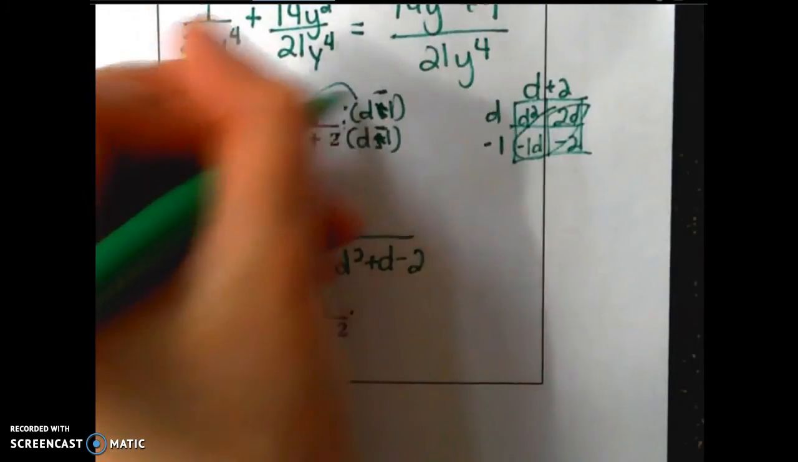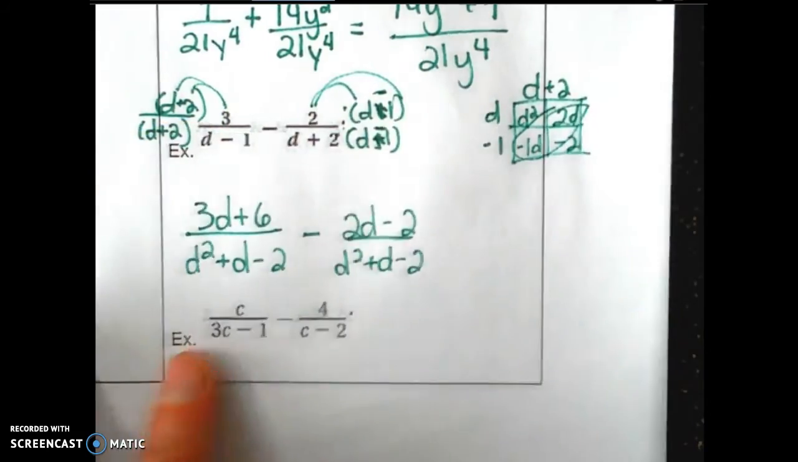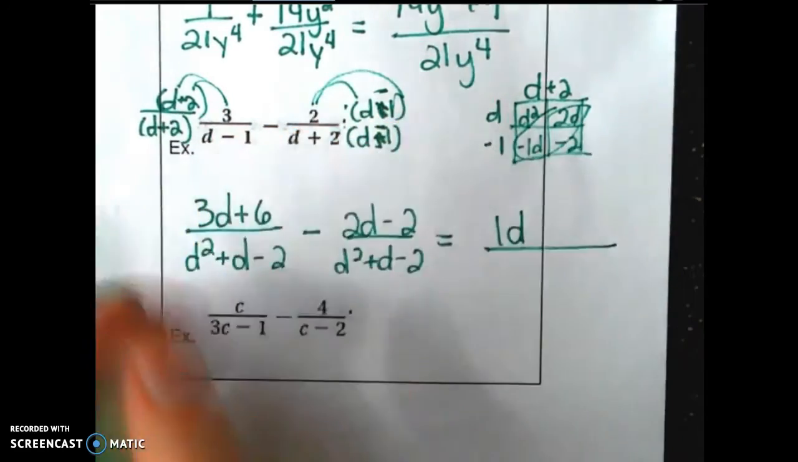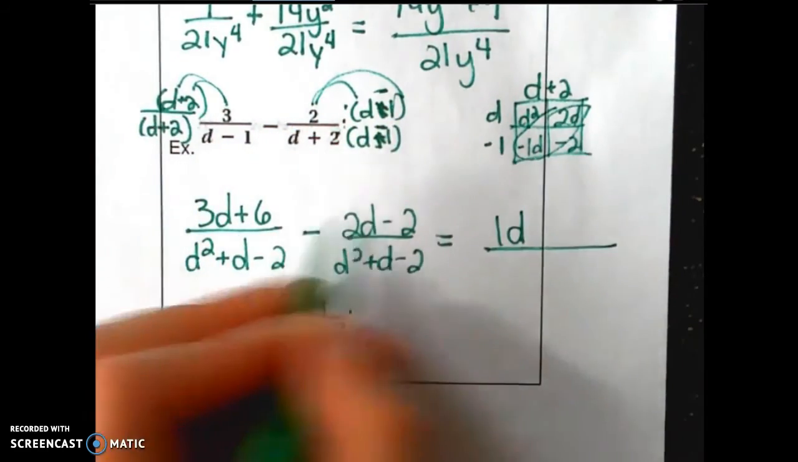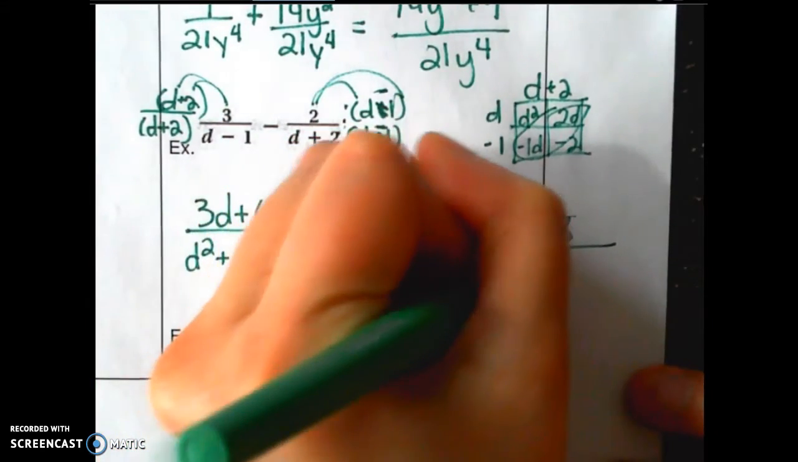But now here, I have to distribute over here. So this would be 2d minus 2. Now I can go ahead and do that subtraction. So 3d minus 2d gives me 1d. 6 minus negative 2, minus the negative turns into addition, over d squared plus d minus 2.